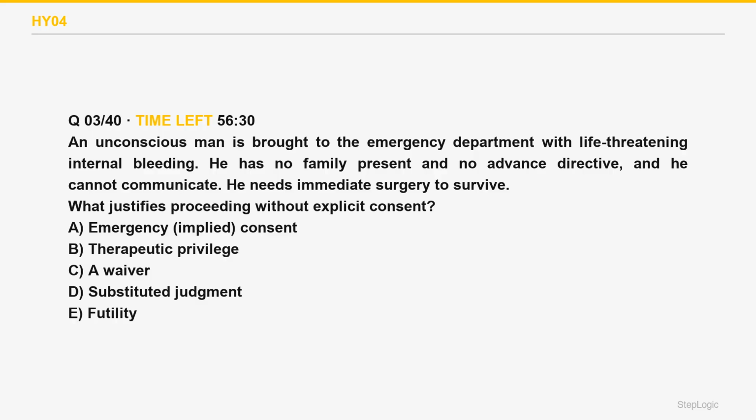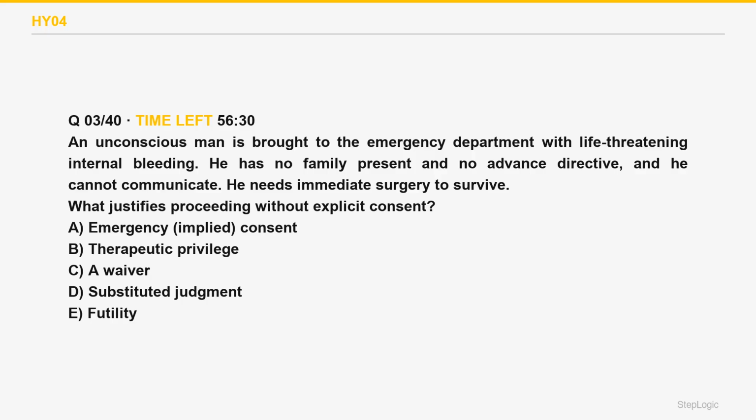What justifies proceeding without explicit consent? An unconscious man is brought to the emergency department with life-threatening internal bleeding. He has no family present and no advance directive, and he cannot communicate. He needs immediate surgery to survive. Read the command. What lets you operate without explicit consent?